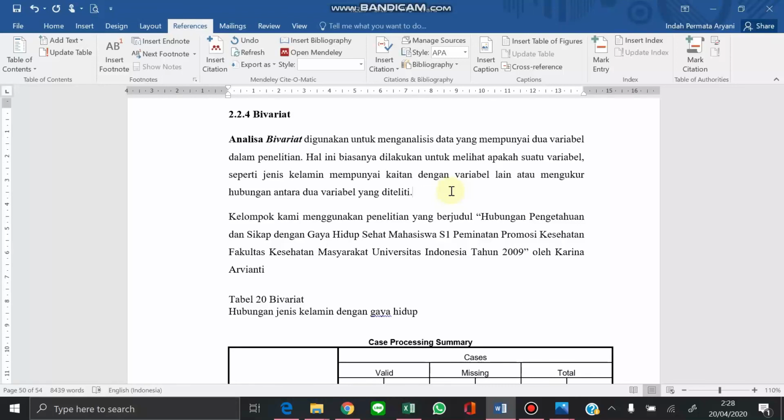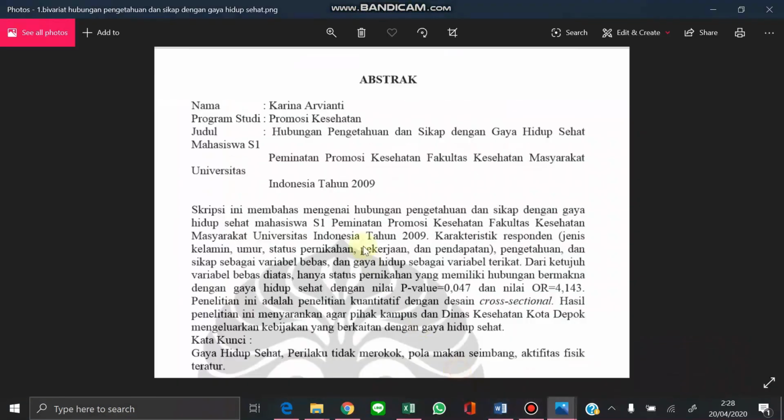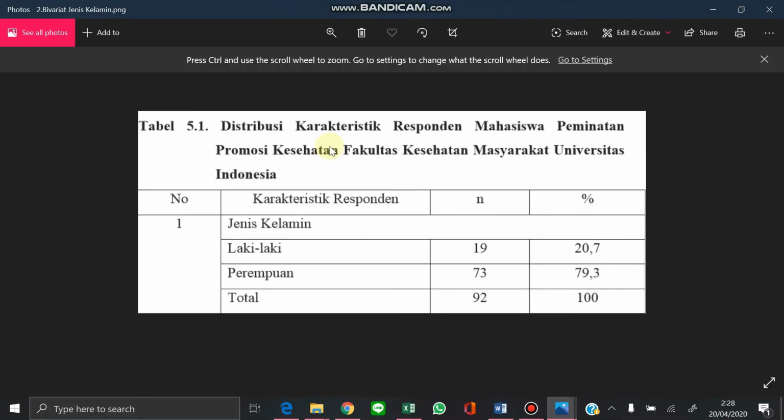We use the research entitled Hubungan Pengetahuan dan Sikap dengan Gaya Hidup Sehat Mahasiswa S1 Peminatan Promosi Kesehatan Fakultas Kesehatan Masyarakat Universitas Indonesia tahun 2009 by Karina Arfianti. The following are excerpts of her research. Here we only use the variable relation between sex and lifestyle.